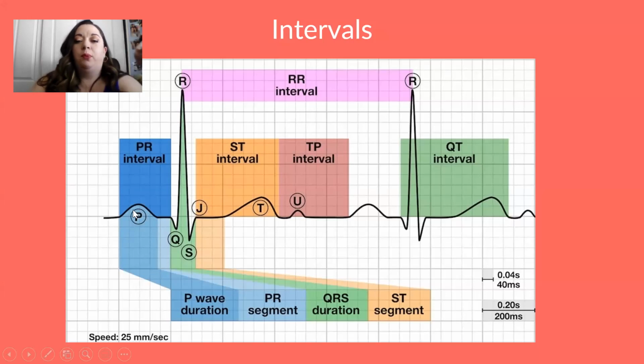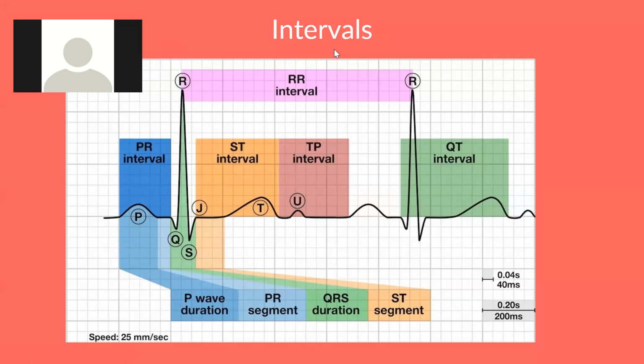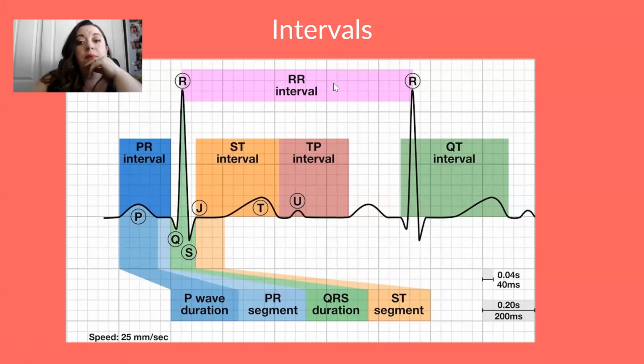If it's 0.12 to 0.20, how many small boxes would that be then? 3 to 5. 3 to 5, yeah. Thank you, Gabe. I'll keep an eye on the chat too if you guys want to throw questions or answers out that way. So yeah, PR interval is 3 to 5 small boxes or 0.12 to 0.20. Any questions on PR interval?